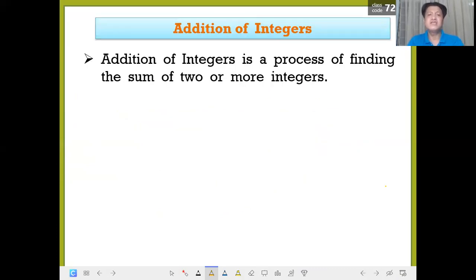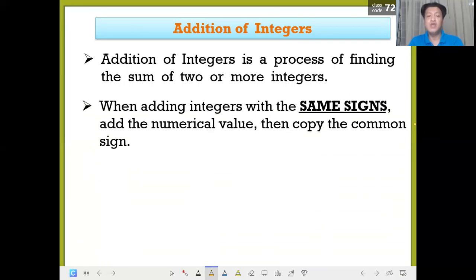Okay, with that, let's proceed now to addition of integers. Pag sinabi natin addition of integers, it is simply a process of finding the sum of 2 or more integers. Take note, when adding integers with the same sign, add the numerical value then copy the common sign. Ibig lang sabihin nito, pag nag-add tayo na magkaparehas na negative or positive, just simply add lang natin yung numerical value and kopyahin mo yung sign niya, either positive or negative.